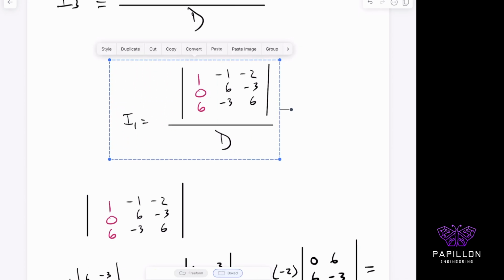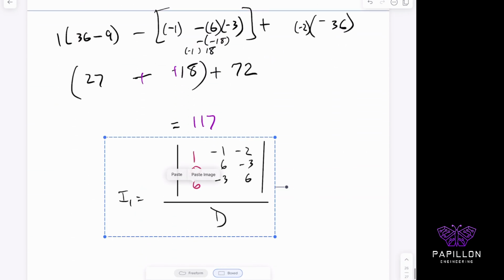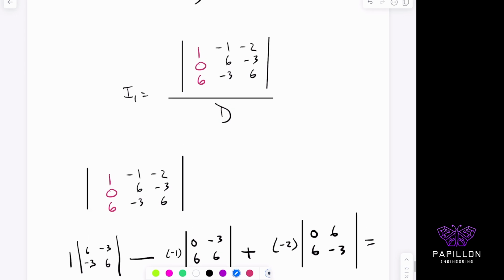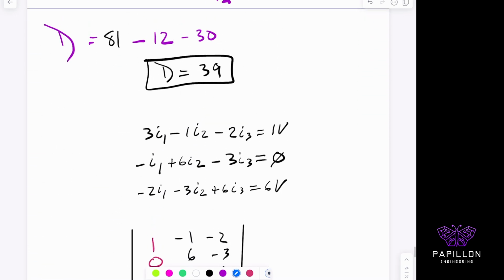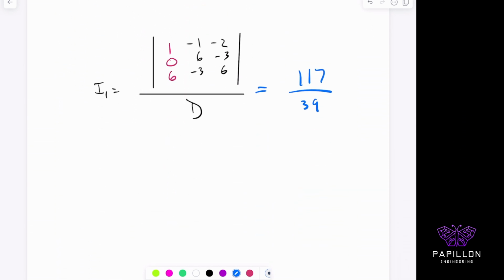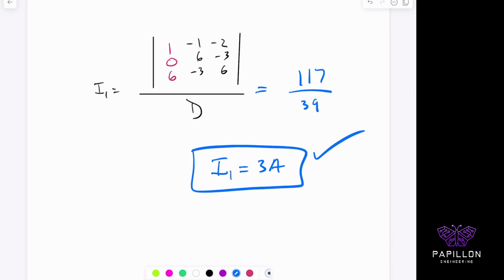I1 is going to equal 117 over D, where the determinant we ended up getting to be 39. So it's going to be all of that over 39, and it's going to be 117 divided by 39. And that gives us I1 equals 3 amps. Thankfully, that looks good. All right, so that's how you do that one.